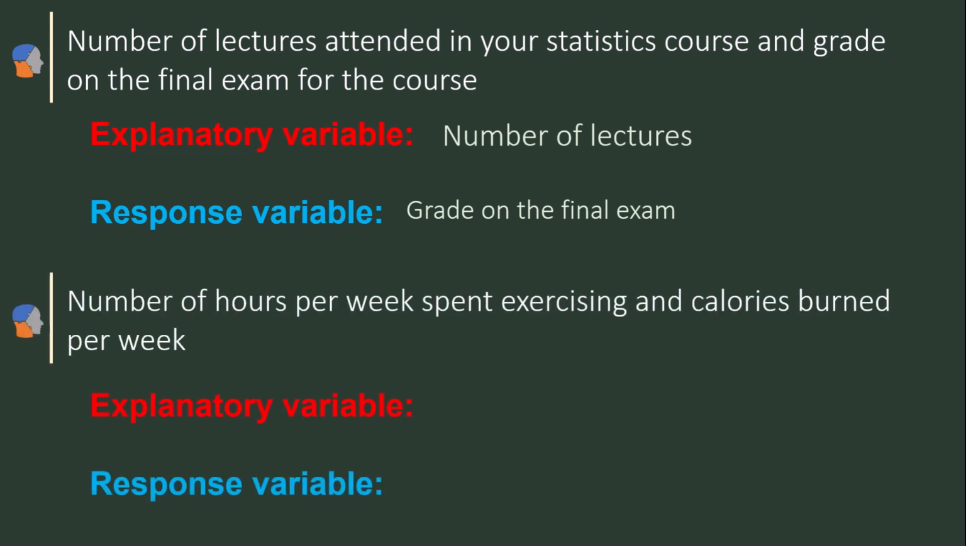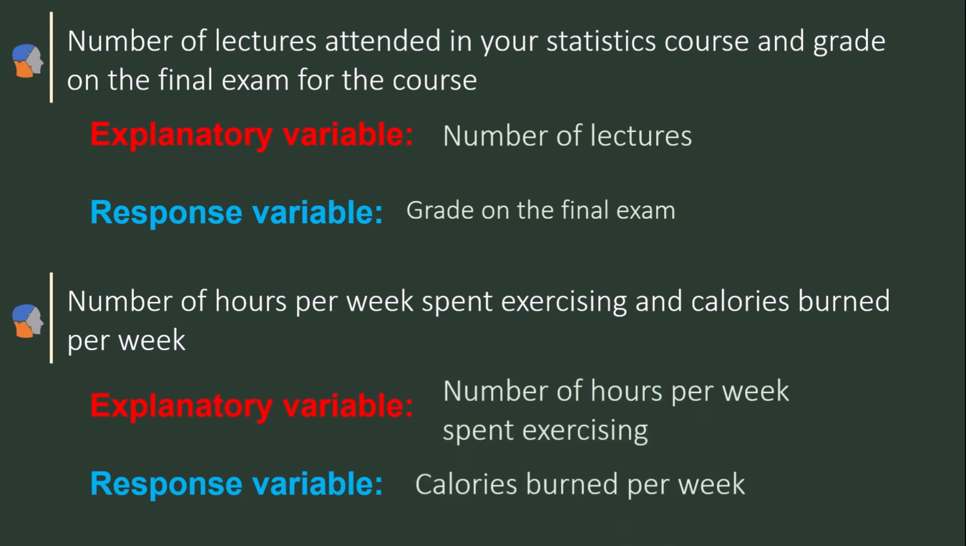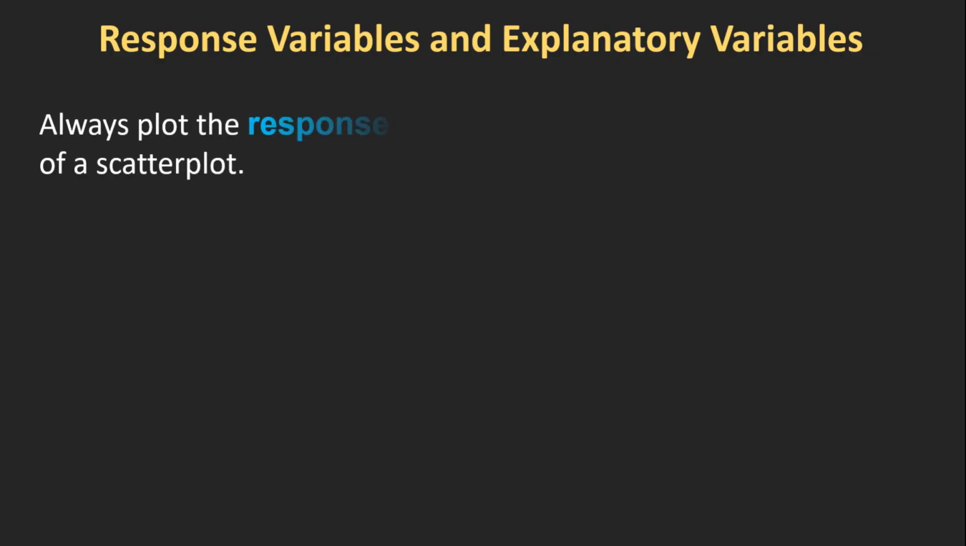Next one. Number of hours per week spent exercising and calories burned per week. We know that the calories burned per week depend on the number of hours we spend exercising. Therefore, explanatory variable is number of hours per week spent exercising. Response variable is calories burned per week. Response variable always depends on the explanatory variable.